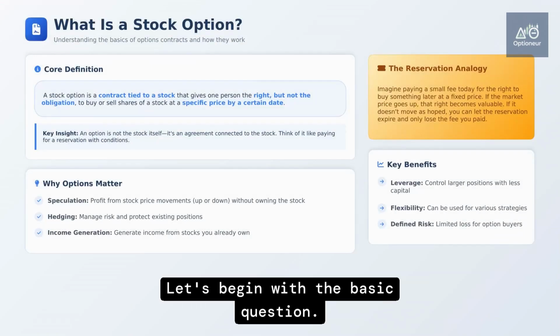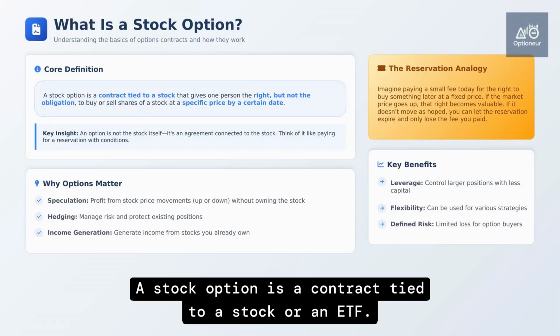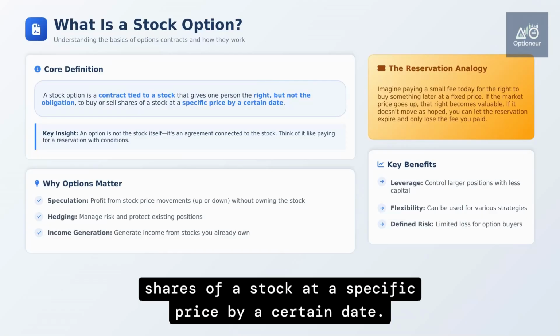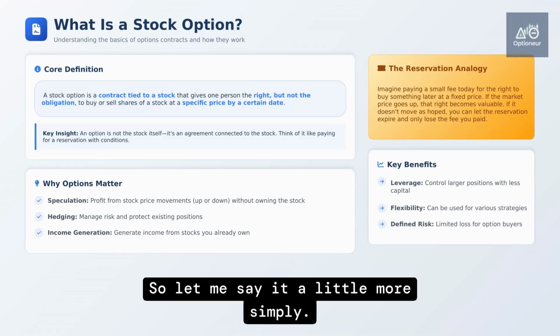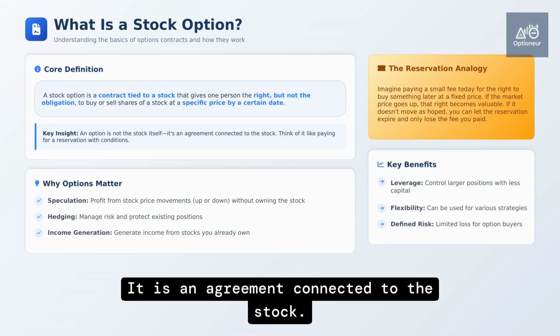Let's begin with the basic question. What is a stock option? A stock option is a contract tied to a stock or an ETF. It gives one person the right, but not the obligation, to buy or sell shares of a stock at a specific price by a certain date. That definition is important, so let me say it a little more simply. An option is not the stock itself. It is an agreement connected to the stock.